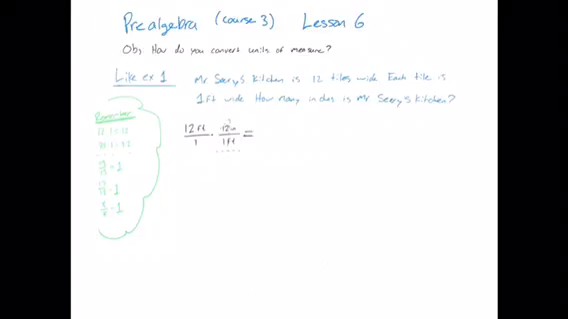So then our next step here is going to be 12 times 12, which is going to be 144, and then I'm going to have both units there, feet times feet times inches. My denominator is going to be 1 times 1 times feet.